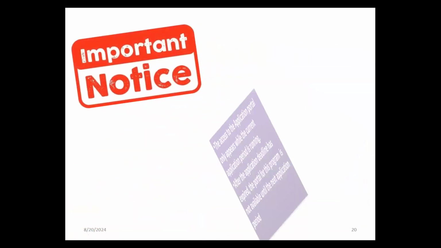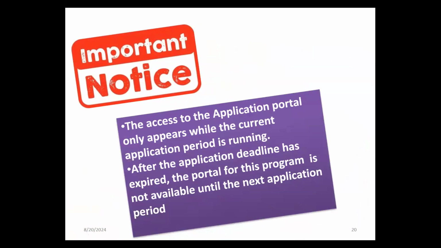Very important, the access to the application portal only appears while the current application period is running. After the application deadline has expired, the portal for this program is not available until the next application period. So on the 15th of October, you cannot access the application link anymore. So that's it. You have to be very careful.